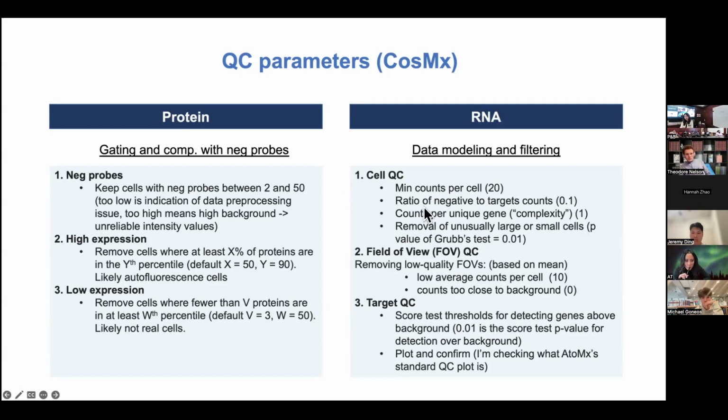The min counts per cell and ratio of negative to target counts is very similar to single nuclei or single cell sequencing. We still look at the complexity of counts per unique genes, which tends to be slightly lower than single cell. But more importantly, we do remove large or small cells or cells that don't contain any information, which is slightly different from single cell because we're taking the size into effect.